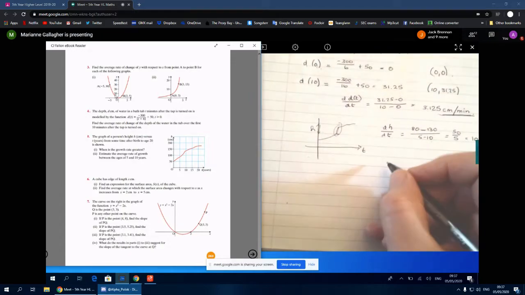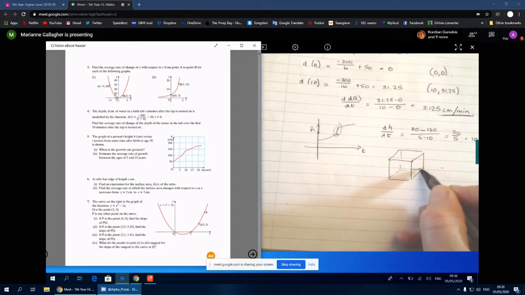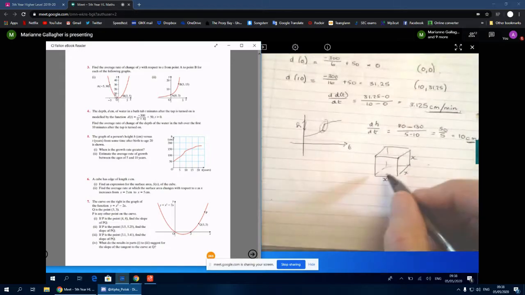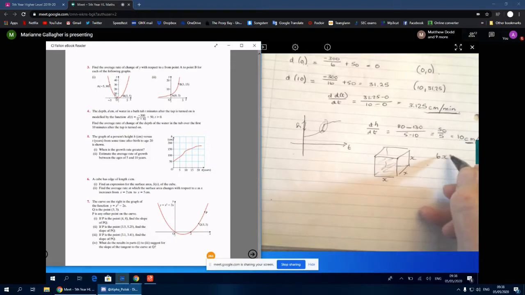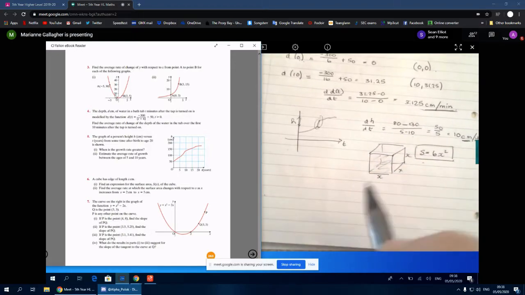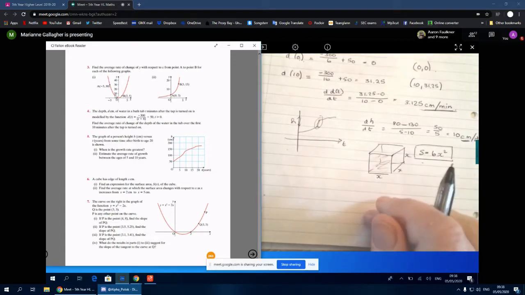And then question 6, you have a cube of edge length x. Find the surface area. So a cube has basically 6 faces, and each face is going to be a square. And the length and the width and the height are all equal to x. So basically you've got 6, and each of those is an area of x squared. So your total surface area S is equal to 6x squared. Now they want the rate at which the surface area changes as x increases. So as your length increases, what's happening to the whole surface area?